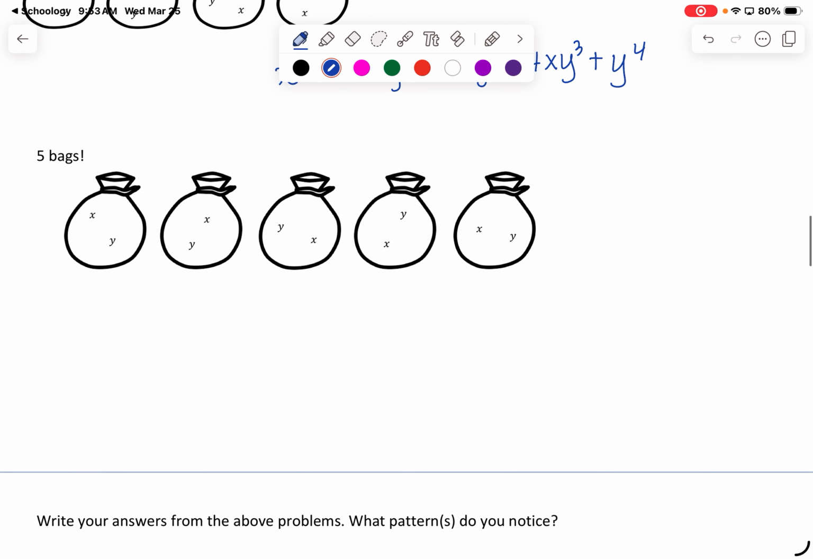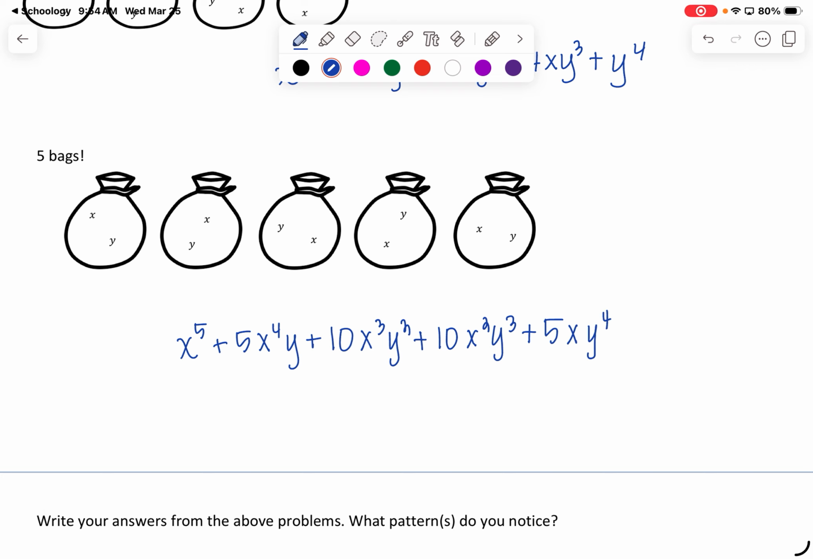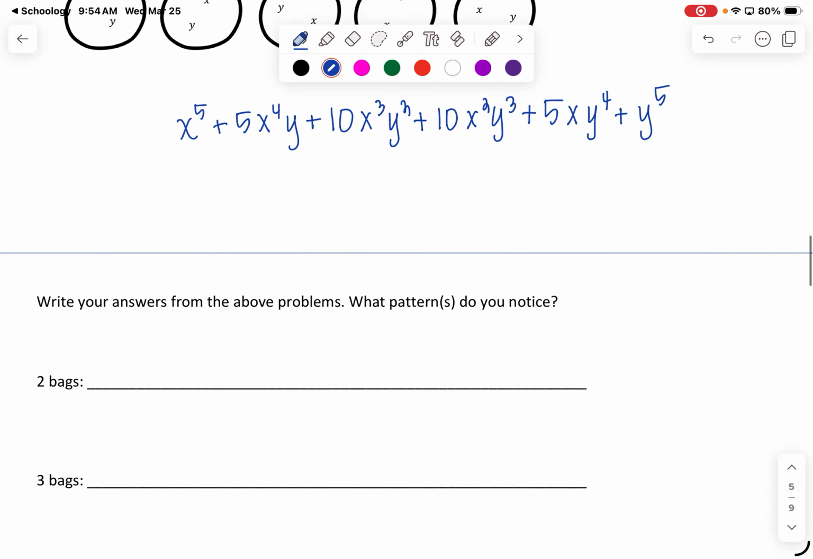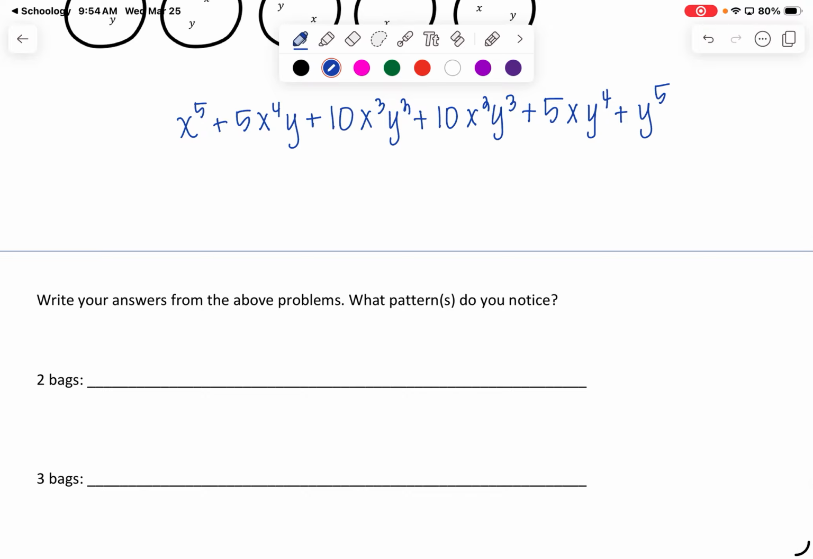And then lastly, for 5 bags, make sure I wrote that down right. We had 1 way of getting x 5 times. There were 5 ways of getting x 4 times and y once. There was 10 ways of getting x 3 times and y 2 times. There was 10 ways of getting x 2 times and y 3 times. There was 5 ways of getting x 1 time and y 4 times. And then 1 way of getting y 5 times. You might be saying to yourself, wow, you have an excellent memory. But I actually am doing expansion in my head.